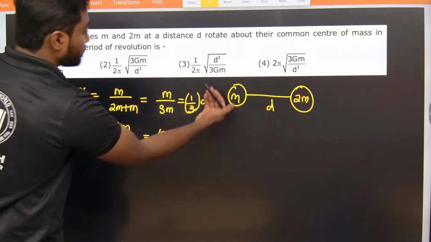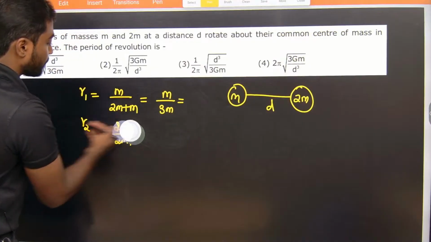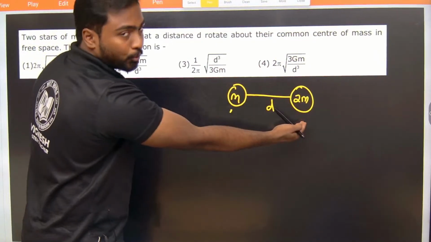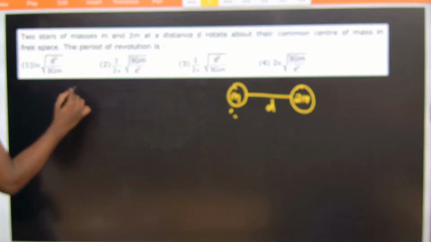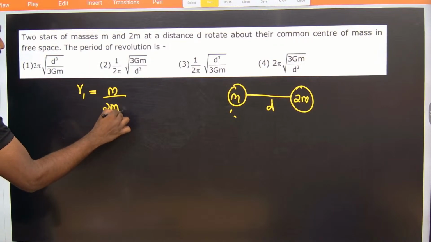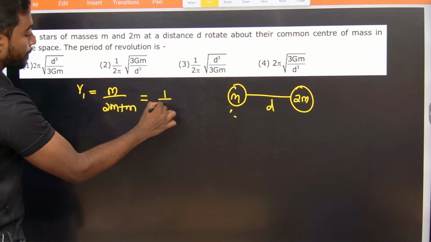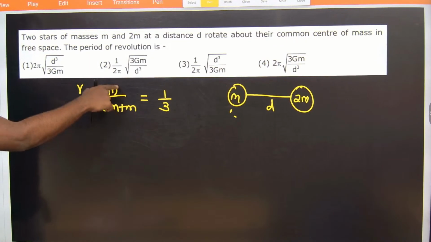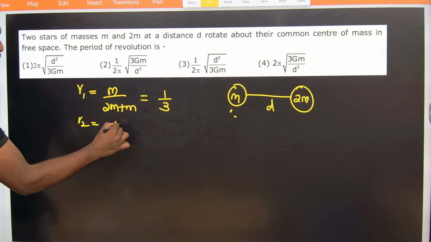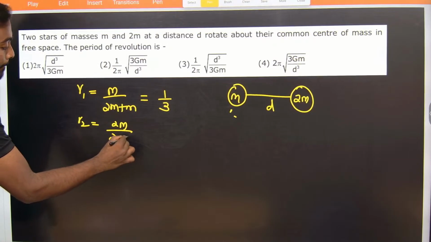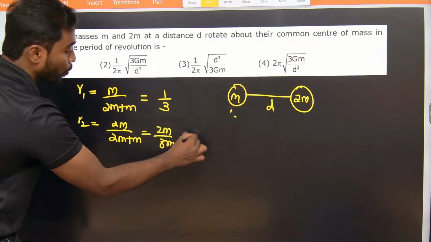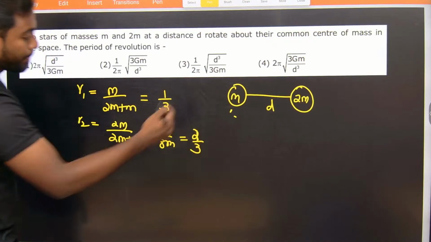You can take it like this also. For the first one you can take r1 this one or r2 this one, anything you can take. That's what I have written. r1 is equal to m by (2m plus m), which is nothing but 1 by 3, since m by 3m, the m will get cancelled. r2 will be 2m by (2m plus m), which is 2m by 3m, equal to 2 by 3.